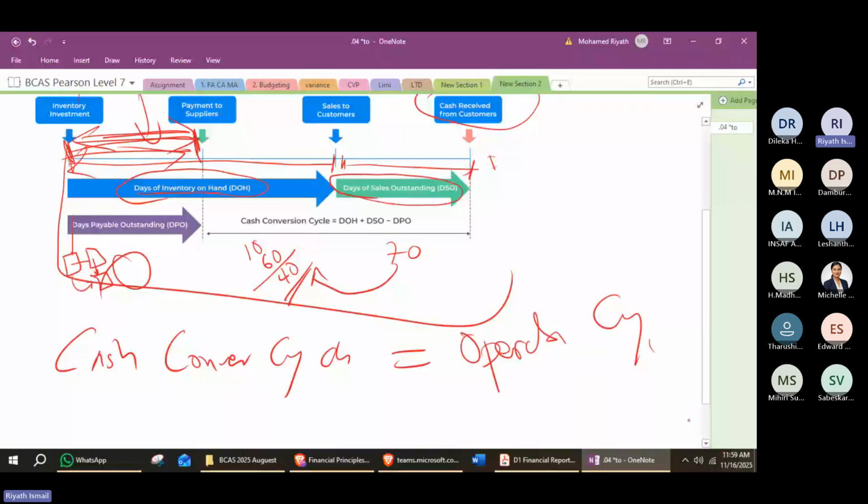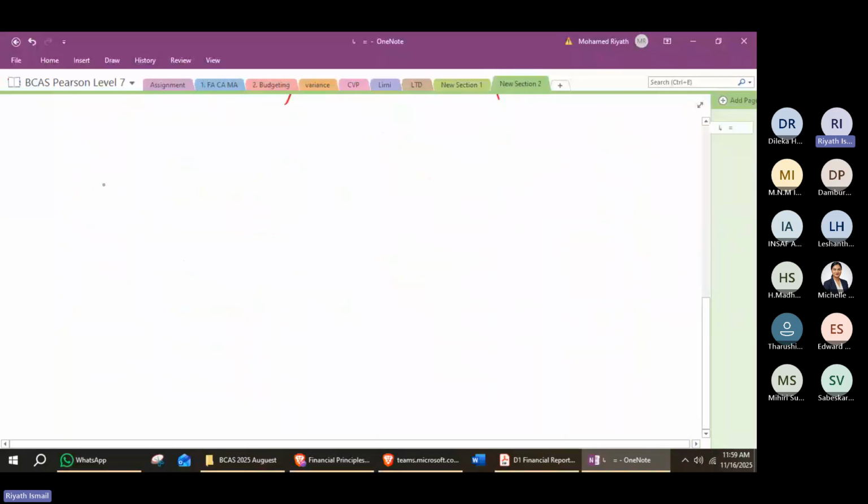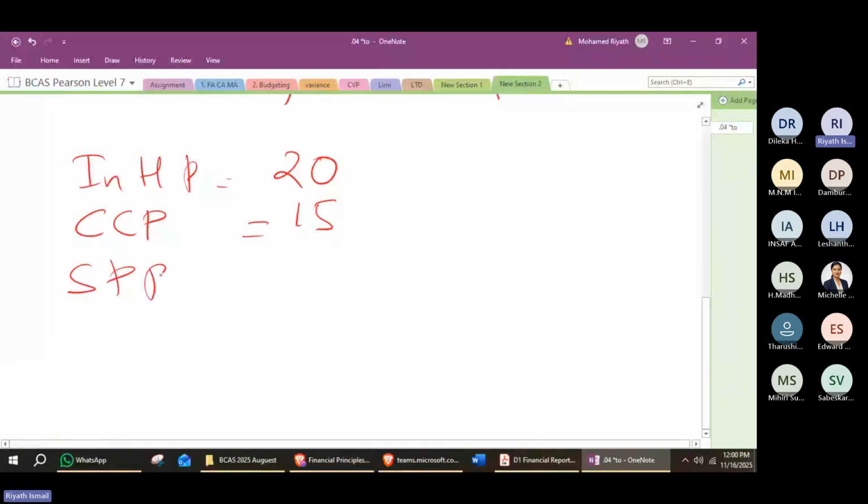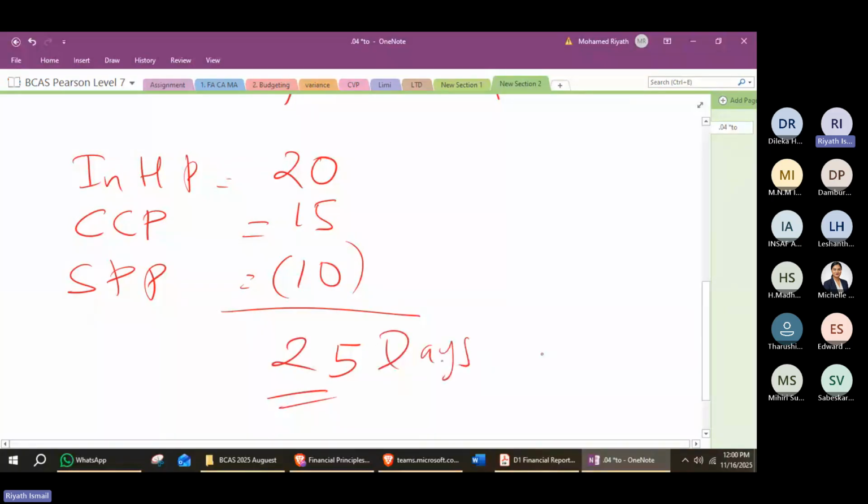For example, if you find inventory holding period, say 20 days, and customer collection period, say 15 days, and supplier payment period, say 10 days, then the cash conversion cycle could be how much? 5 and 25 days, right? 25 days. The cash conversion cycle is 25 days.